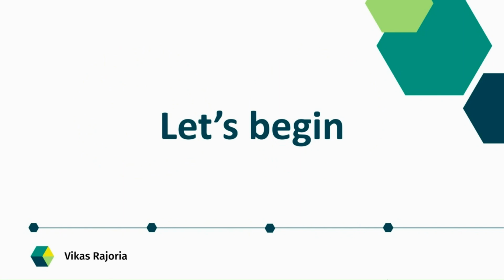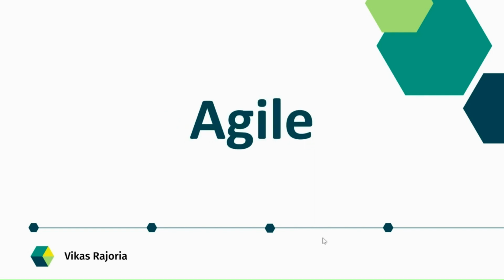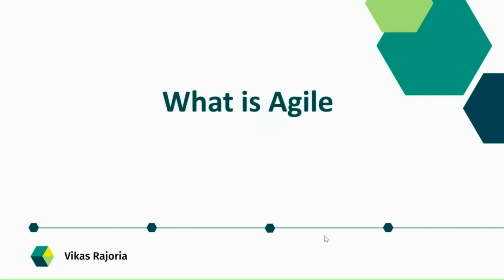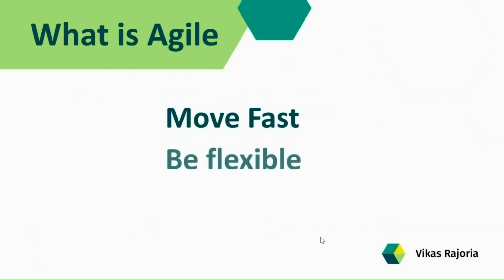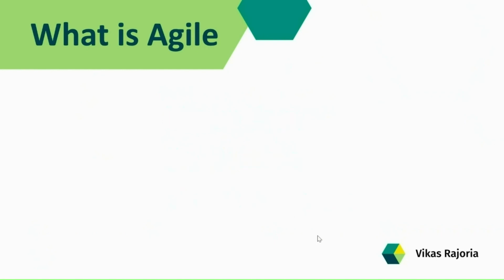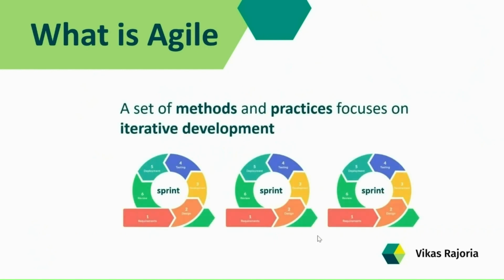Alright, as a part of this series, we are going to understand the basic requirements of the Scrum and the Agile approach. So, let us understand the meaning of Agile and why we should adopt Agile. In simple words, I can say Agile means moving faster, being flexible, and responding to changes quickly. Agile is a set of methods and practices that focus on iterative development.